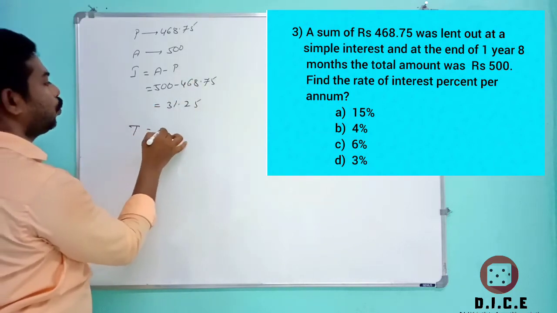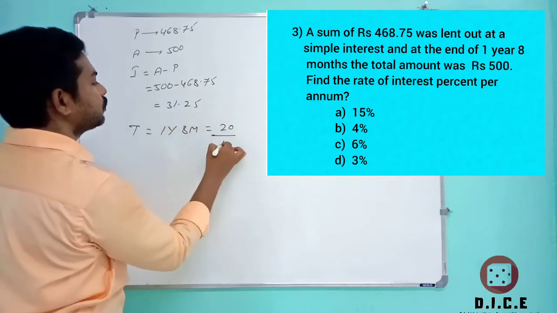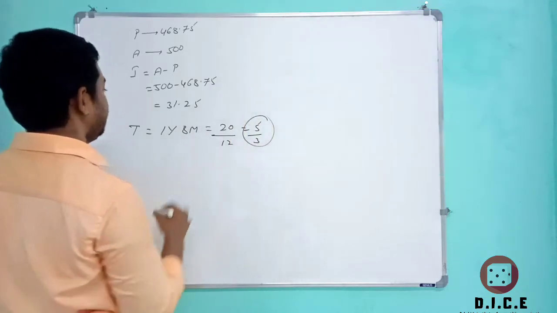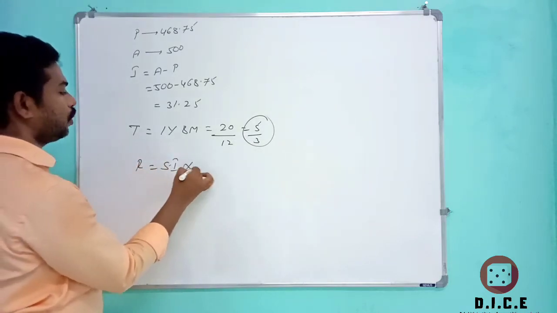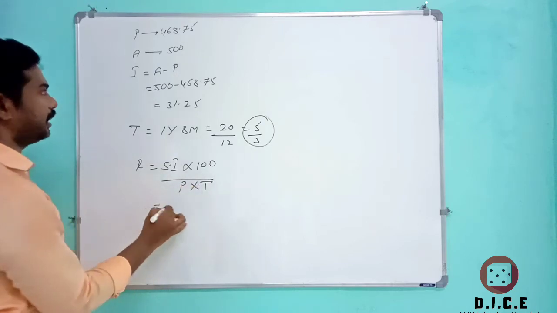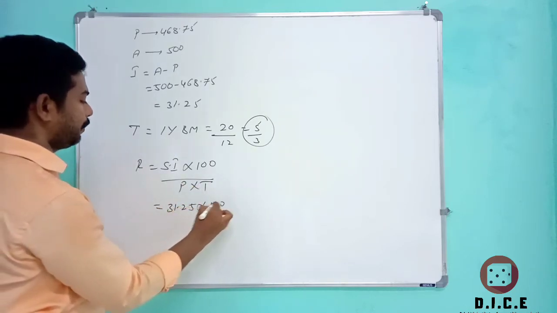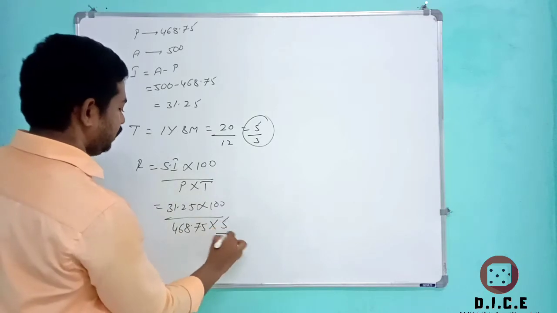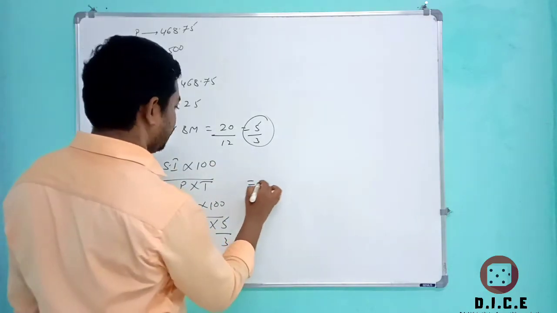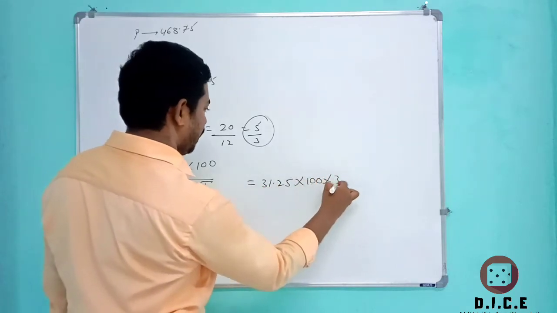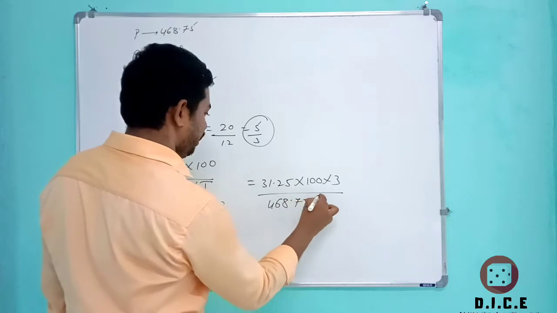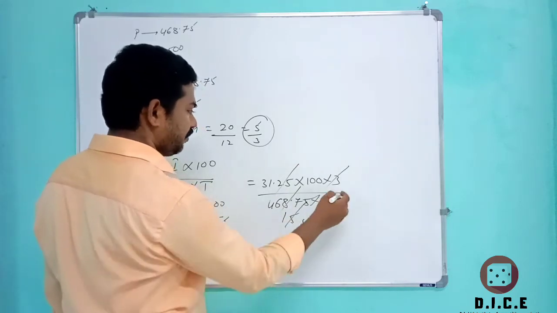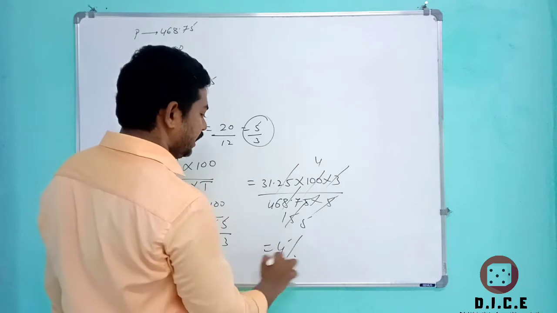Also here, the time is 1 year 8 months, which is a total of 20 months. Because he is asking for the rate percentage per annum, we convert it into years. Therefore 4 5s are 20, 4 3s are 12, so the time is 5 by 3. Now to find the rate, rate is equal to SI into 100 by P into T. Therefore simple interest is 31.25 into 100 by the principal value 468.75 into the time 5 by 3. 3 goes on the numerator side. Therefore 31.25 into 100 into 3 by 468.75 into 5. You have directly 31.25 into 15. The rate percentage is nothing but 4%.